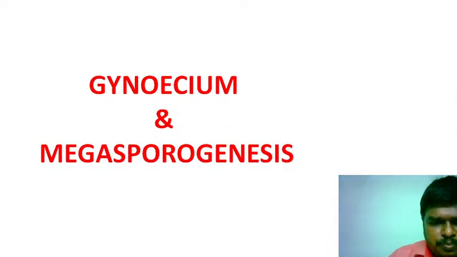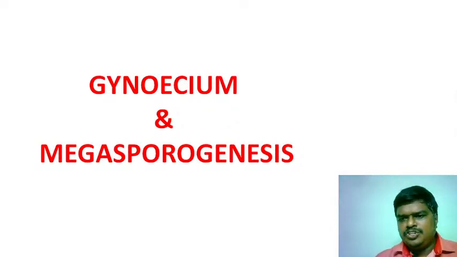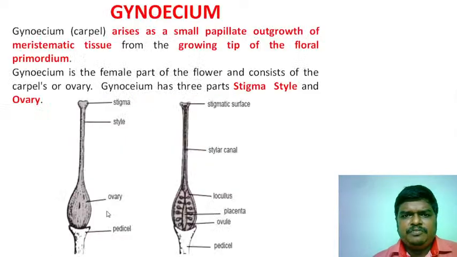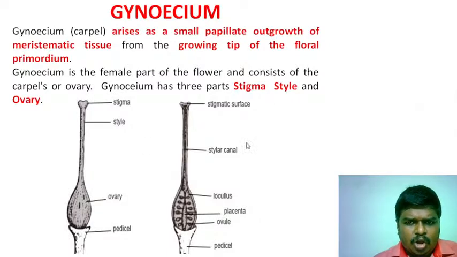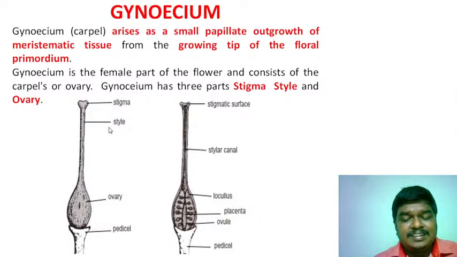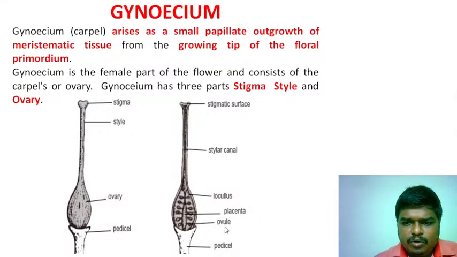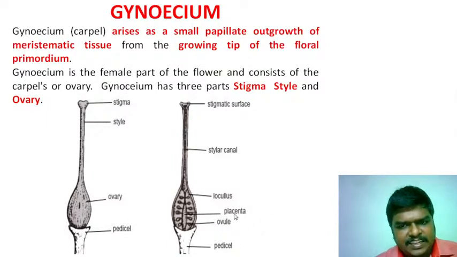Next, I'm going to explain to you about gynoecium or megasporogenesis. We know about gynoecium. That is the female reproductive part. This is the typical structure of the gynoecium, and it has the tip called stigma and a hollow tube like this, which is called style. The hollow structure is called the stylar canal, and then this part is called the ovary. Inside the ovary there are ovules. The ovules are attached to the ovary with the help of placenta, and you can see the locules here. Locules means divisions.